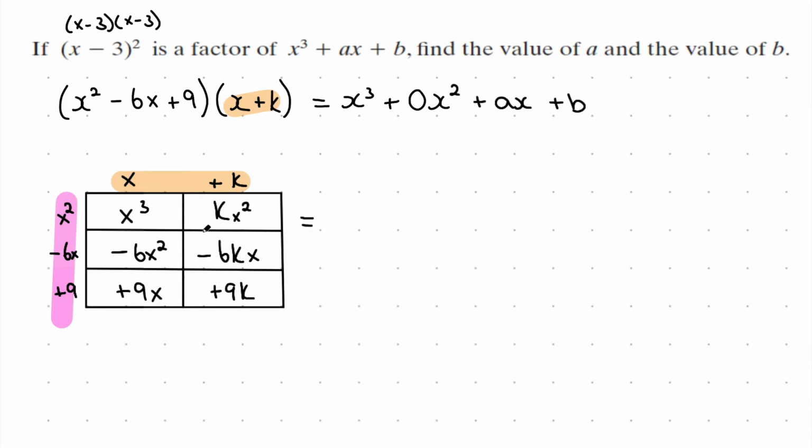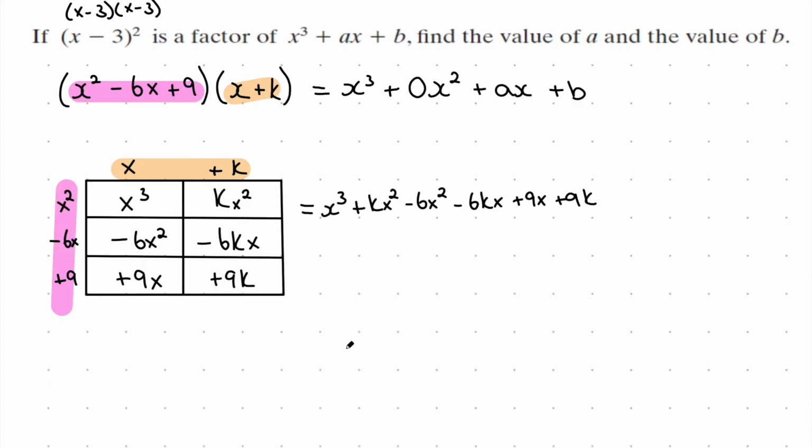And if I tidy that out then, writing it in order of the highest polynomial first, I'm going to have x cubed plus kx squared minus 6x squared minus 6kx plus 9x plus 9k. Once I have that multiplied out, I'm going to be able to then write it out and let it equal to our question, what they asked us.